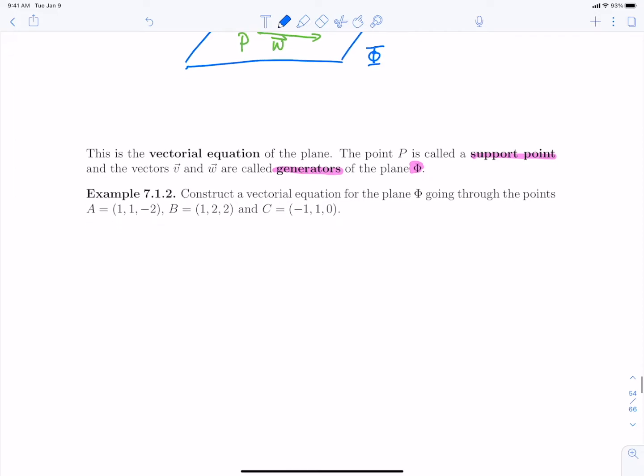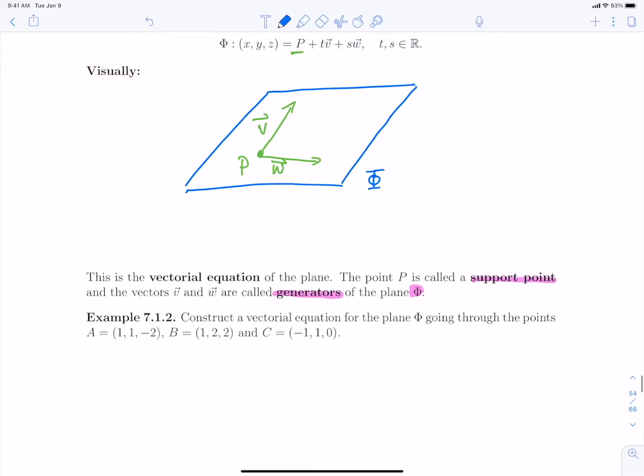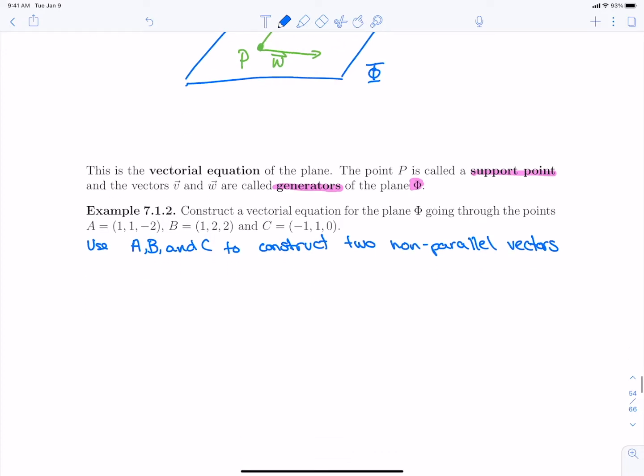So let's see what this does. Construct the vectorial equation for a plane going through points A, B, and C. Well, if I look here and I've got these 3 points A, B, and C, what I really need to do is use A, B, and C to construct two non-parallel vectors. Okay, so let's start there.